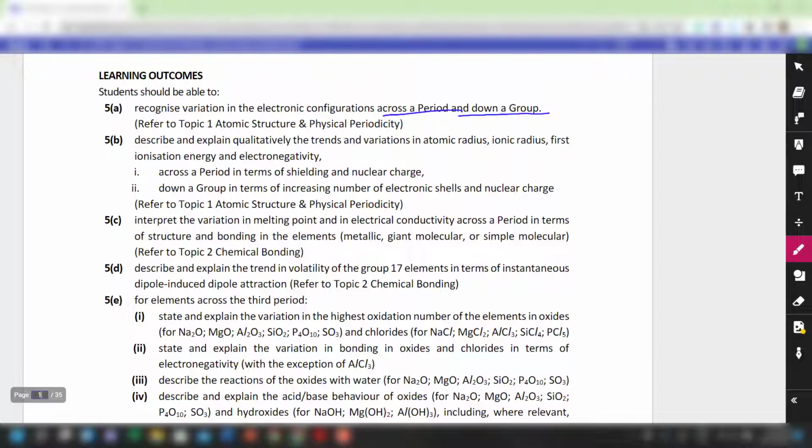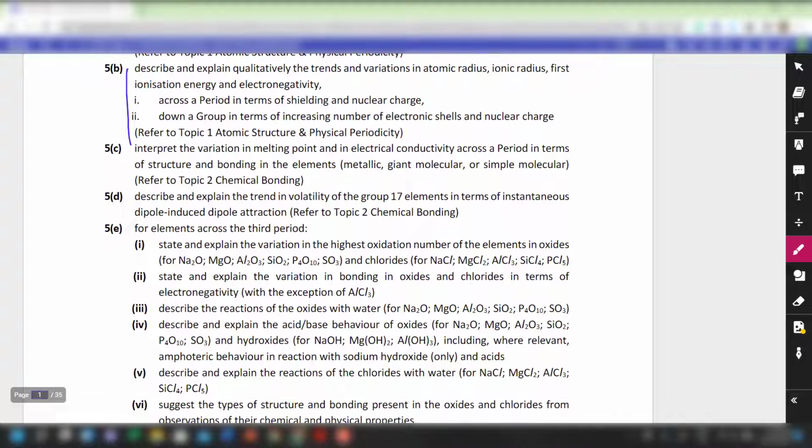5B describes and explains qualitatively the trends and variation in atomic radius, ionic radius, first ionisation energy and electronegativity, also something which you are very familiar with from the topic on atomic structure and physical periodicity. So in that sense, we do not really need to delve too much into them. If you need to revise, please go back and revise the first topic.